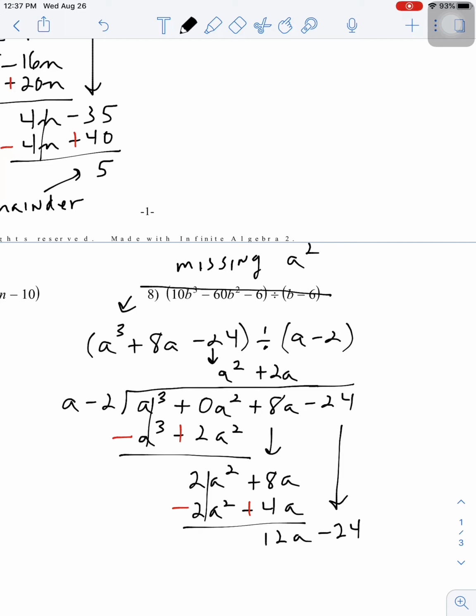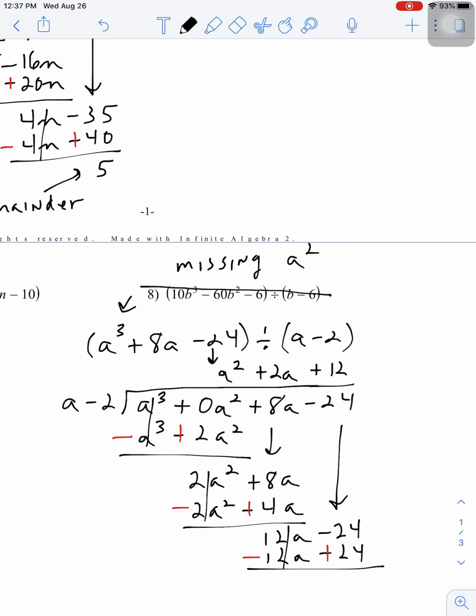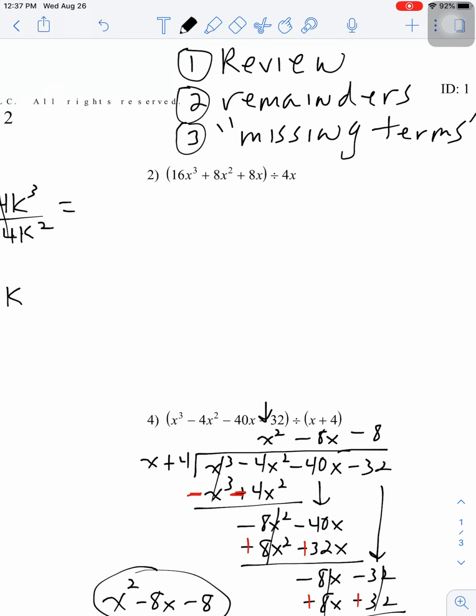And then what times a gives you 12a? Well, that's going to be a positive 12. So 12 times a is 12a. 12 times a negative 2 is a negative 24. And then when we subtract, 12a's go, 24's go, and you end up with 0. So again, when you get 0 there, that's telling you you have no remainder.